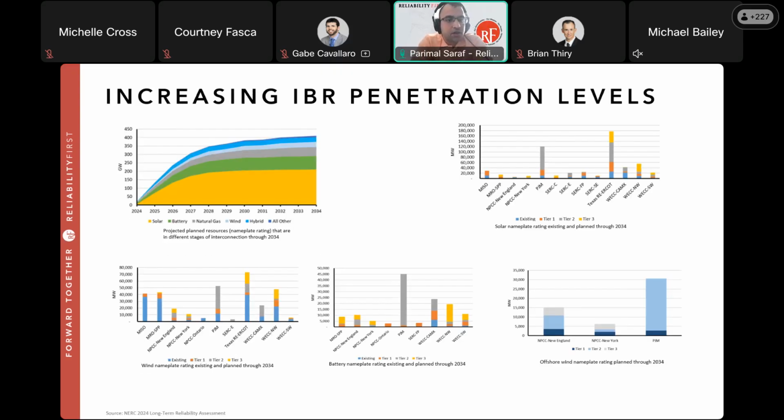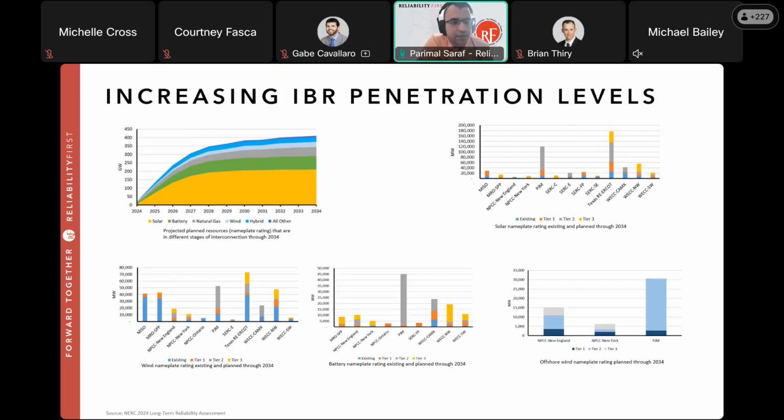So this is a picture of IBRs in the queue across North America, and then broken down across each ISO. The first image on the left top is basically tier one and tier two queue generation across North America. Before I move further, tier one and tier two are two categories of queue generation.